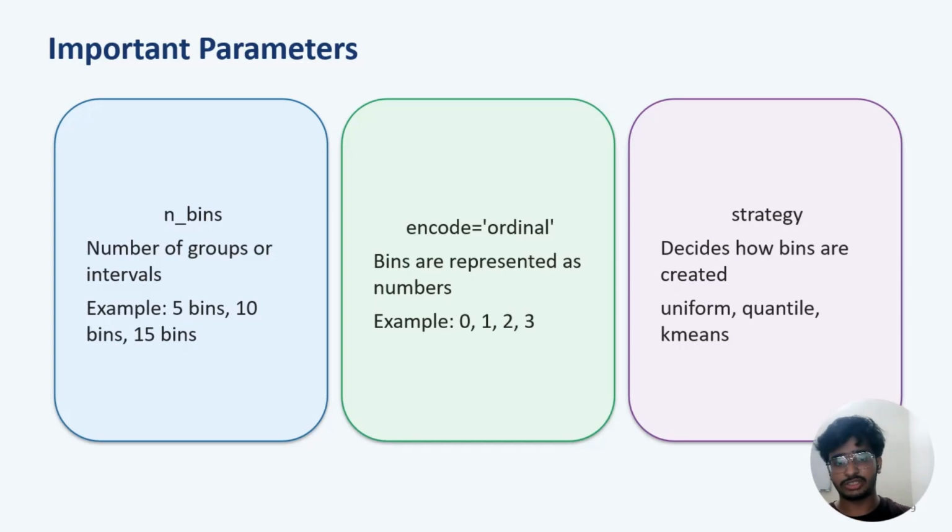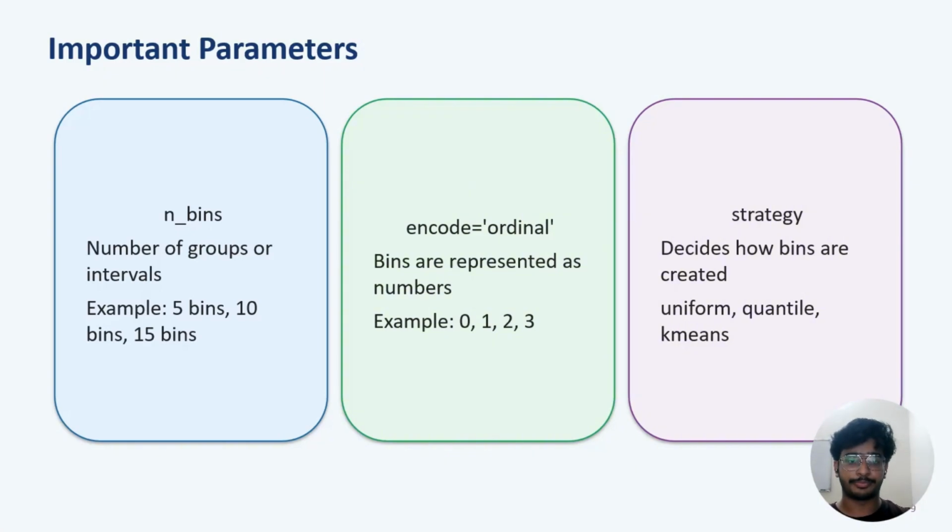Next is the strategy. Strategy decides how bins are created. In the example I've used in the notes, the strategy is quantile. In the quantile strategy, each bin contains almost the same number of data points. For example, if we have 100 data points and 5 bins, then each bin will contain around 20 data points. So this is useful when data is skewed.